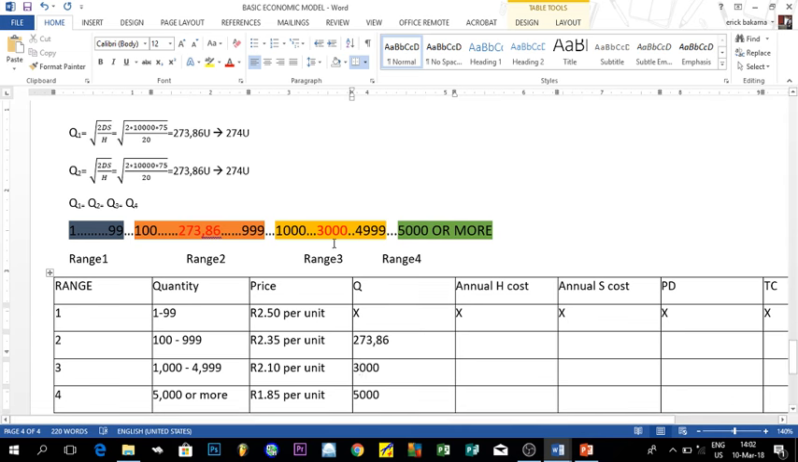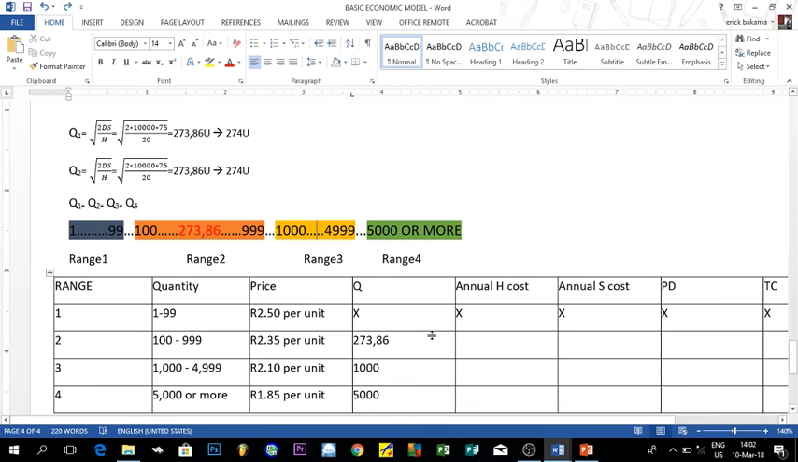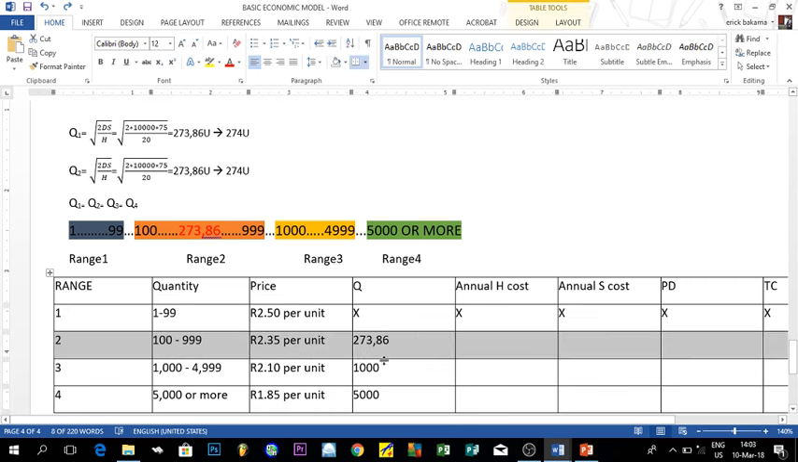And if we have a value of 600, it will be in the fourth range, and we are going to keep the 6000 here. So this was just a bracket, so whatever we have here doesn't apply, even the 3000 doesn't exist. So this is our exercise here. We are going to calculate only for range 1, 2, and 3. Now what we're going to do is first calculate the annual holding cost for the first range, the second, the third, and the fourth, and then the PD.